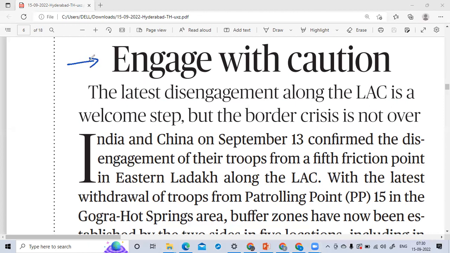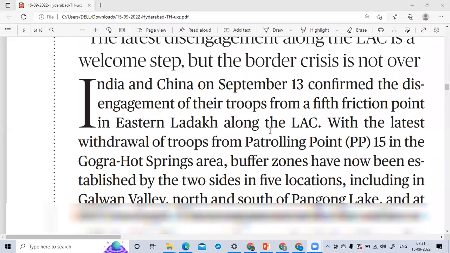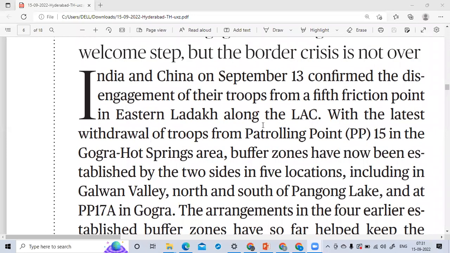This article, Engage with Caution, has very few vocabulary. However, the following article has more vocabulary. So this article has around 5 to 6 simple words, my dear friends. Let me begin with the first vocabulary, that is disengagement. What is meant by the vocabulary disengagement? You know what engagement is? Being close to somebody. Disengagement is going away. So disengagement is nothing but going away, or avoid somebody.